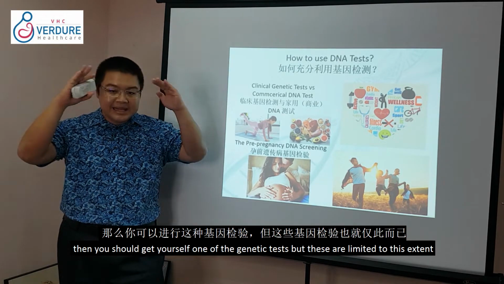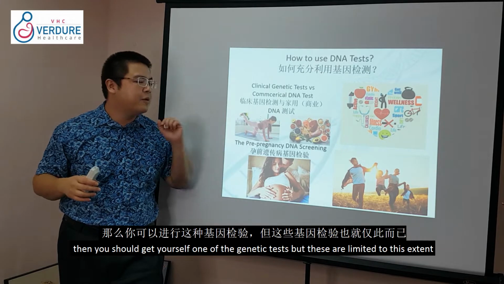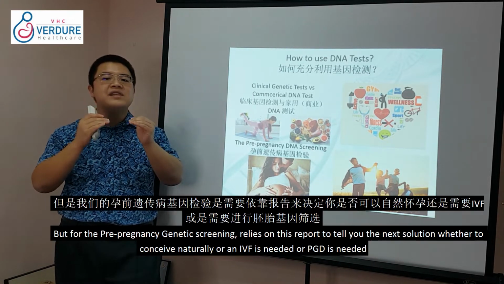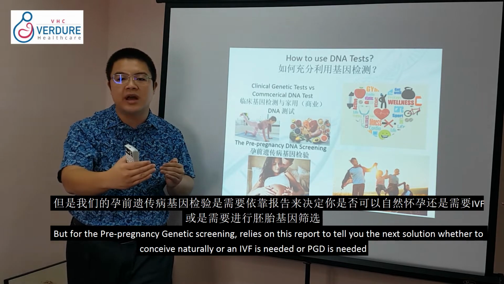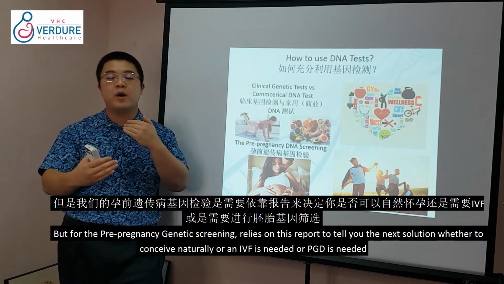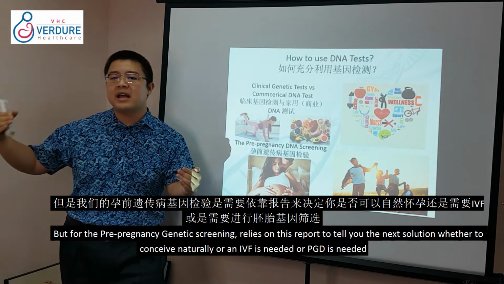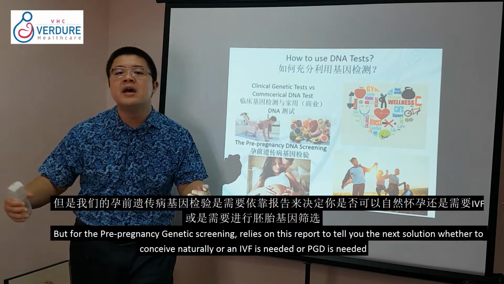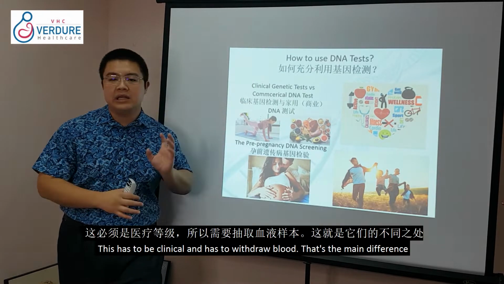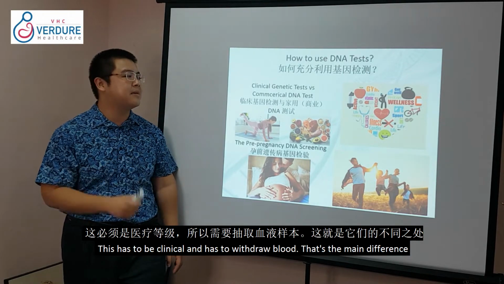However, they are limited to this extent, all right? For our pre-preg, we need to rely on the report to tell you the next best solution, whether, for example, to get pregnant naturally or to do IVF, and whether you have to go through pre-implantation genetic screening or diagnosis. They all have to be clinical and they have to draw blood, all right? So that's the main difference.